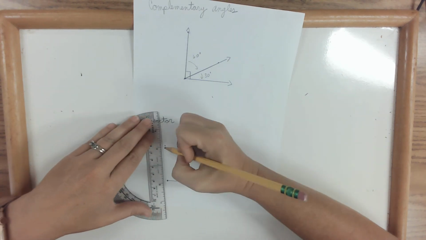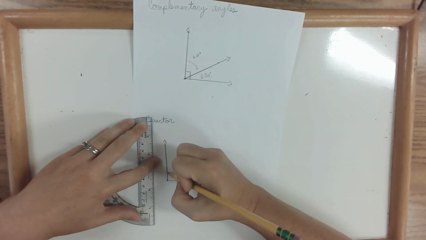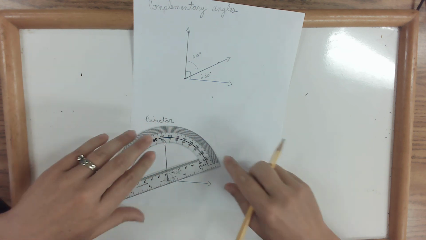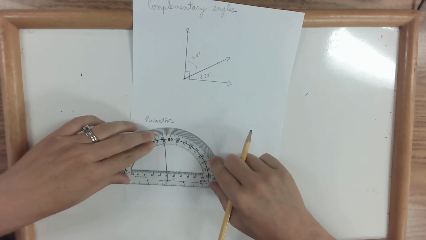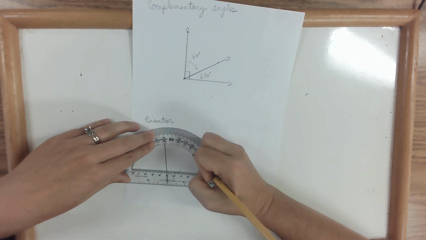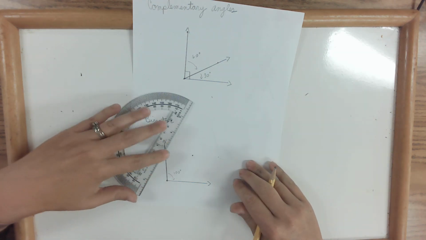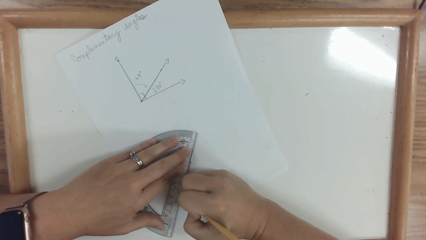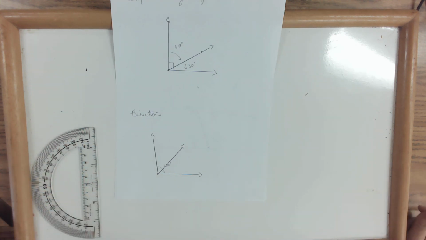So now I can draw my second leg, or side of my angle, and I know that this is 100 degrees. Well, half of 100 is 50. So I simply line up my vertex with my leg, and find 50. And I know that's going to be half. It's going to bisect. So that's how you make a bisector.